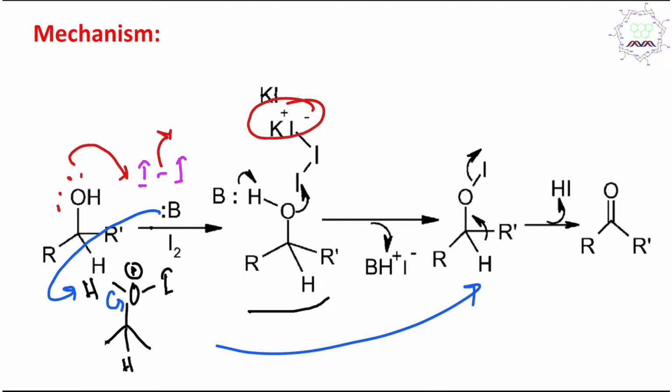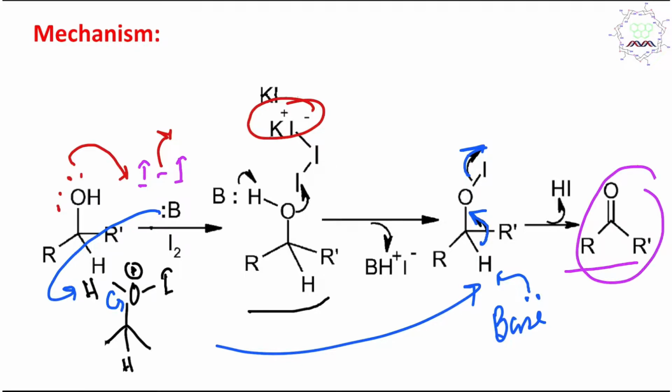Okay, and in the next step there is also some base in the reaction medium, so this base can abstract this proton, this bond will come here, and iodide will leave. Question, why does iodide leave? Because iodide is a good leaving group, so it leaves. Now in this way what will it produce? It will produce this carbonyl derivative, and another molecule of HI, and that will be quenched by K2CO3.